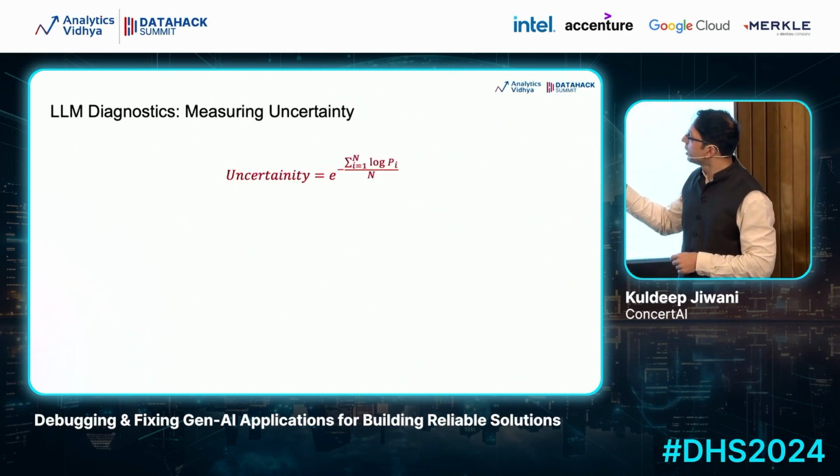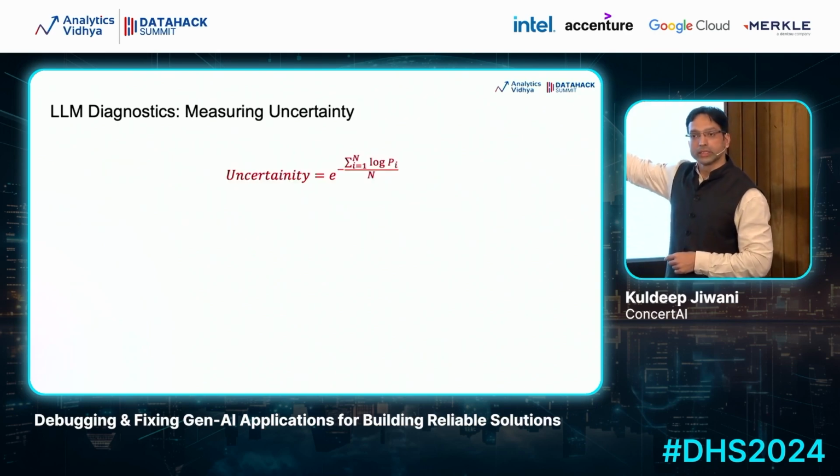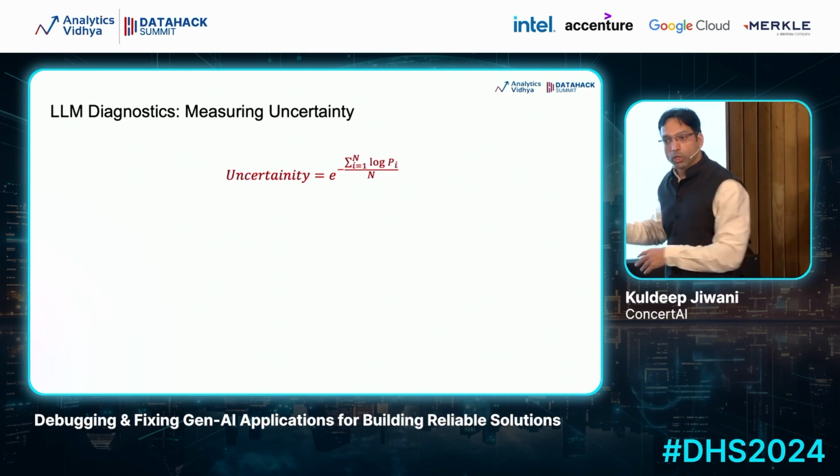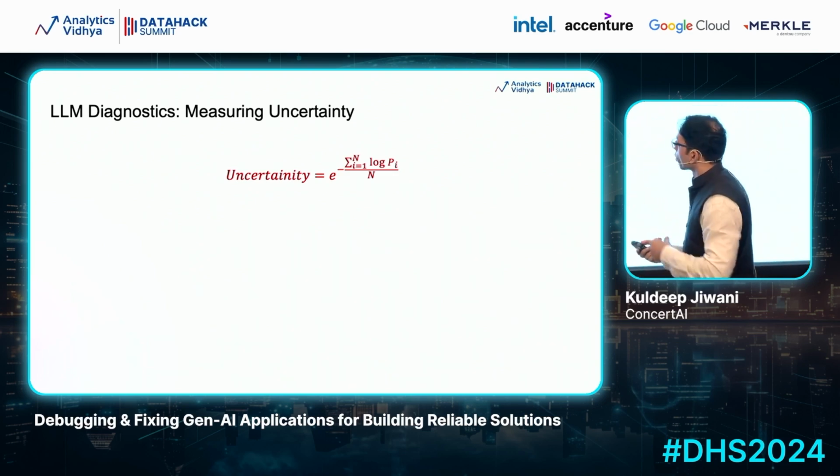So now I'll define something called uncertainty. It's a very simple thing. Just take a mean of the probability. As simple as that. Nothing new. So the mean of all the probabilities tells you the total answer confidence.